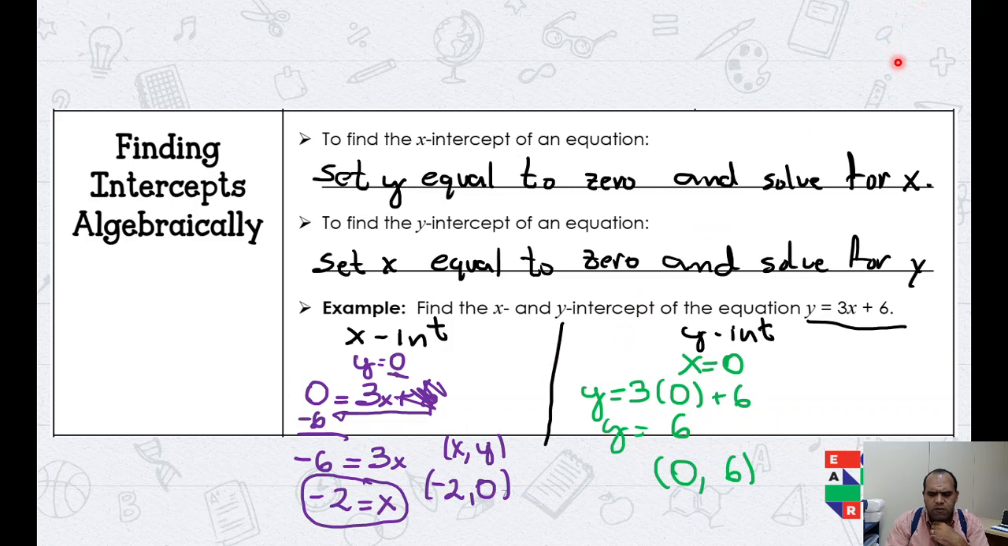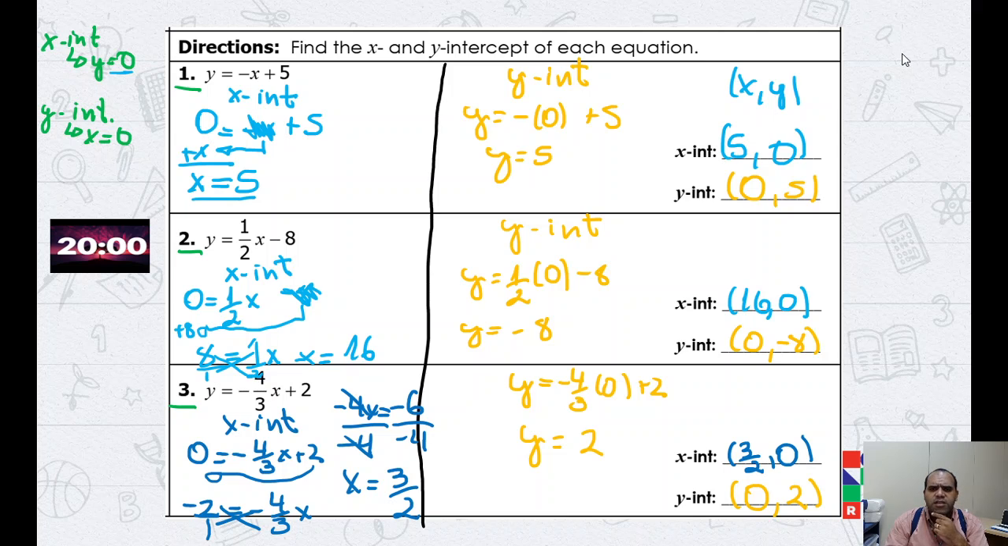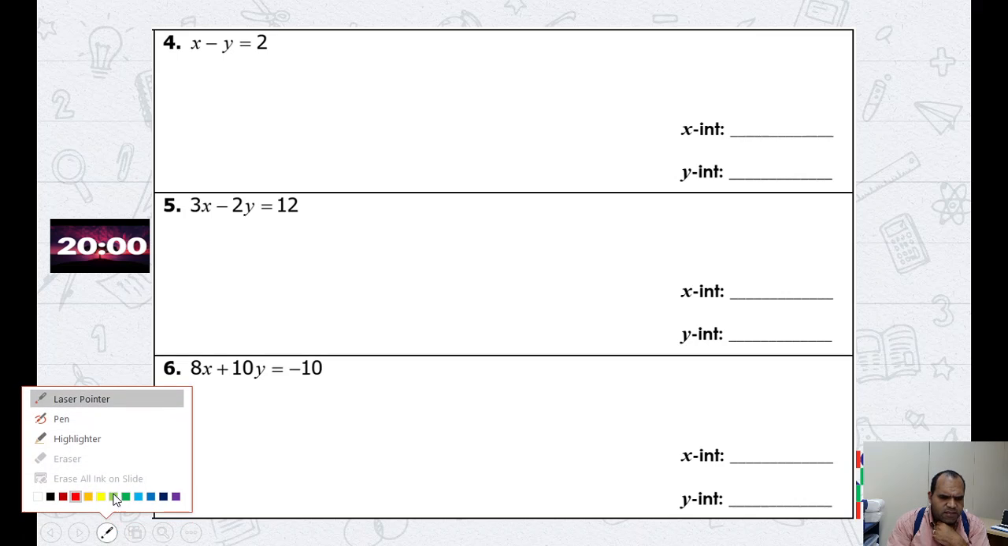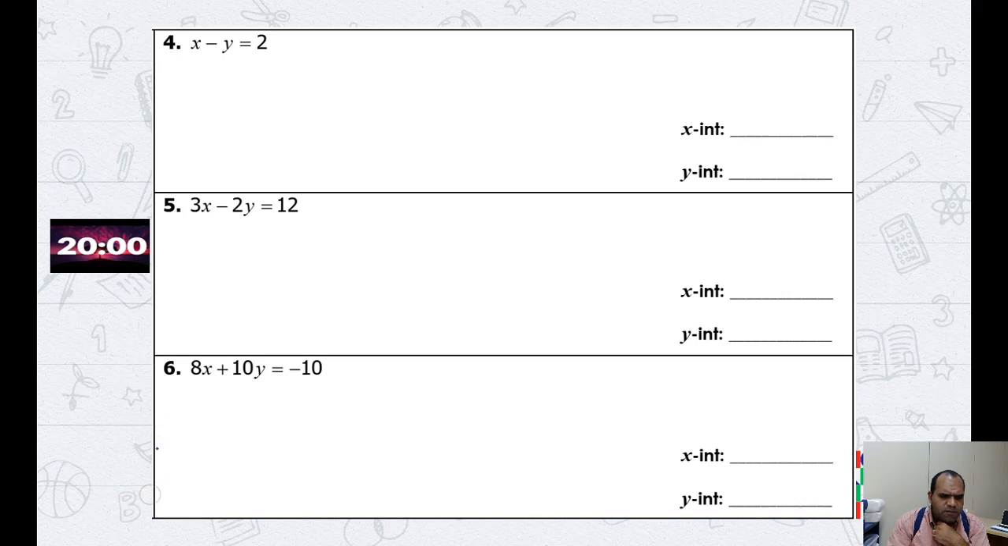But let's solve a new one. Here we solved in the classroom too, I think you remember. And this one, let me solve number 4 for you guys. Number 4 is pretty simple.